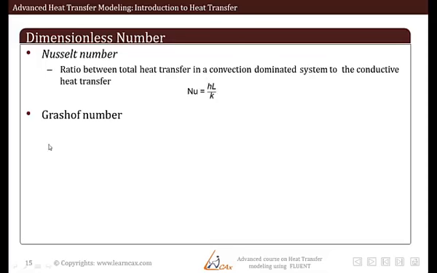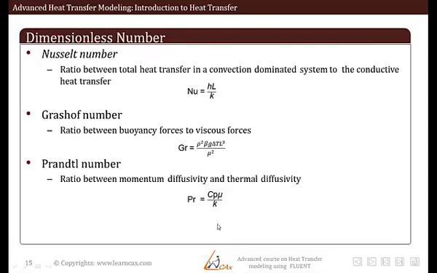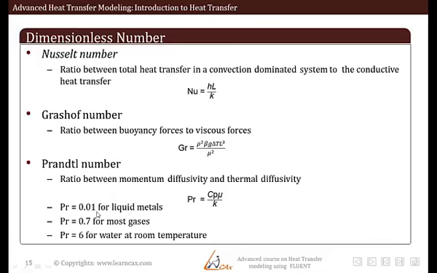There is another important dimensionless number, known as the Grashof number, which is the ratio between buoyancy force and viscous force, given by this particular ratio, and it involves density, gravitational acceleration, temperature difference, characteristic length, as well as viscosity in the denominator. We also have the Prandtl number, which is the ratio of momentum diffusivity to thermal diffusivity, given by Cp μ/k. The Prandtl number is about 0.01 for liquid metals, about 0.7 for most gases, and about 6 for water at room temperature. These are just some of the values that are commonly encountered.